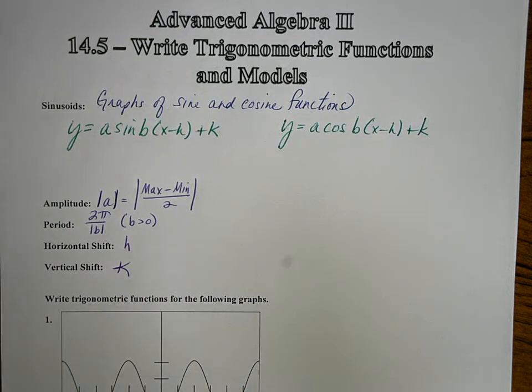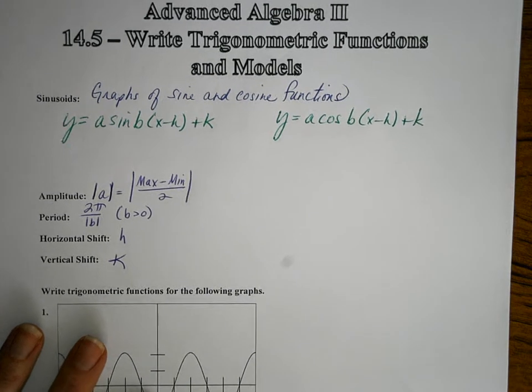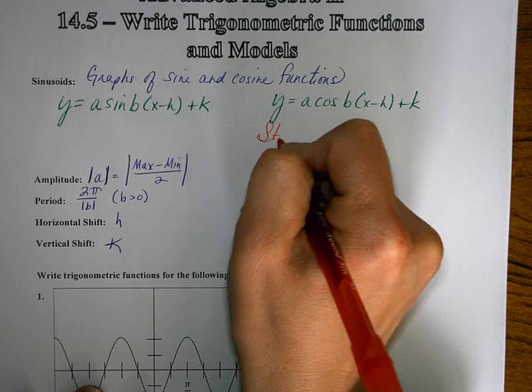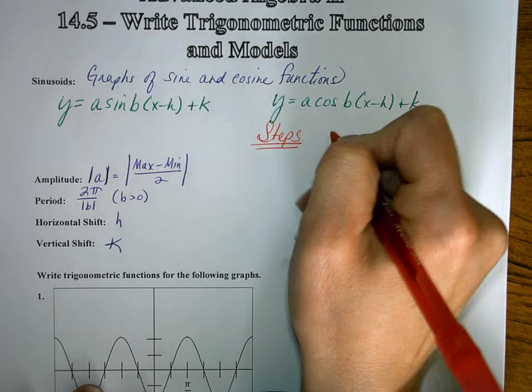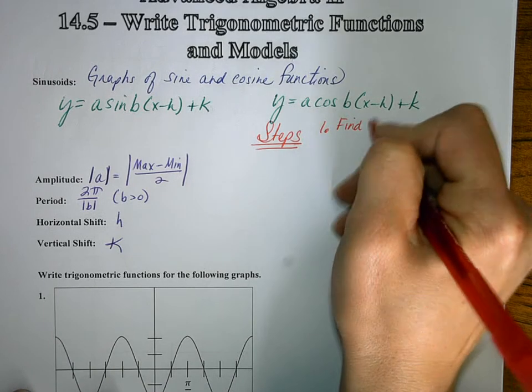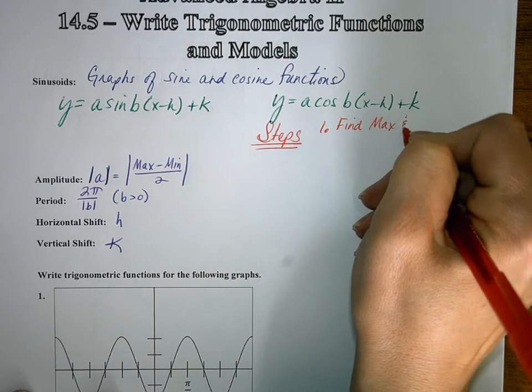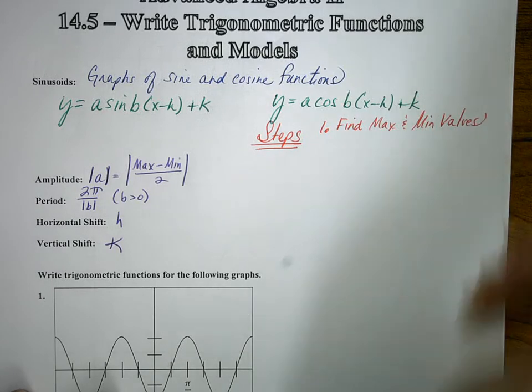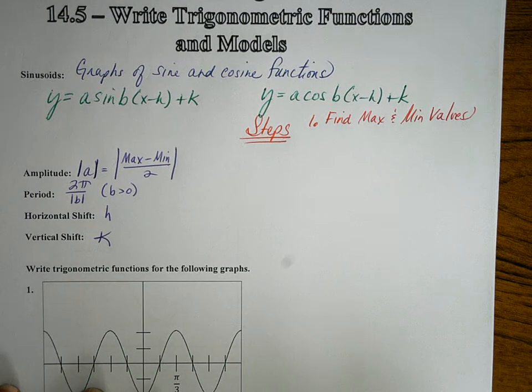All right, now we're going to be working today to model, to write the equations for these sine and cosine graphs, these sine and cosine waves. Okay, I'm going to give you a set of steps. I'm going to give you a little bit of a recipe of what we're looking for to get that done. Okay, so the steps are, first thing you want to do is we want to find the maximum and the minimum values on my graph. We want to find the maximum and the minimum values on that graph.